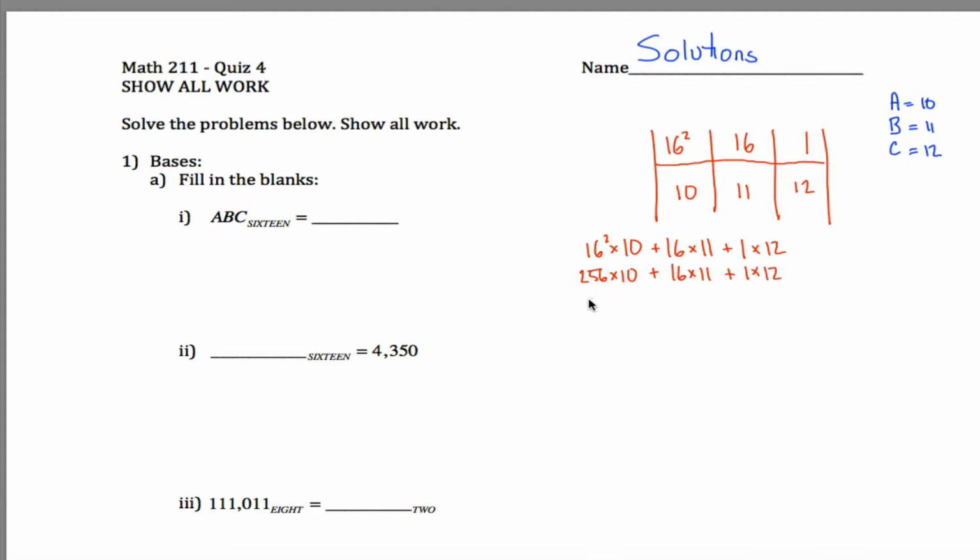And 256 times 10 is 2,560. 16 times 11, well, 16 times 10 is 160. And 16 more than 160 would be 176. And 1 times 12 is just 12.